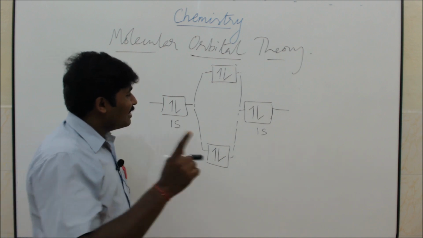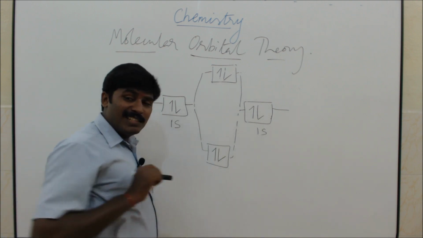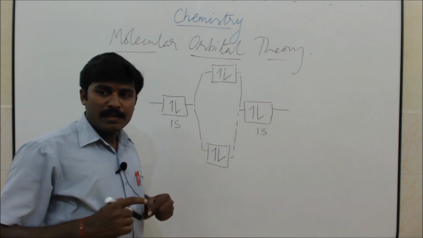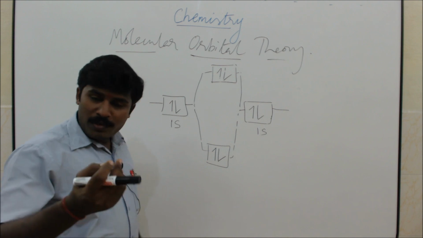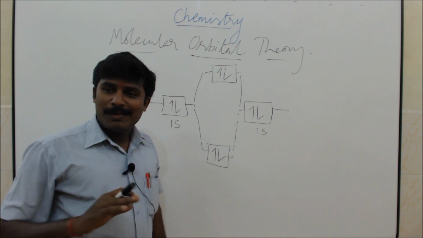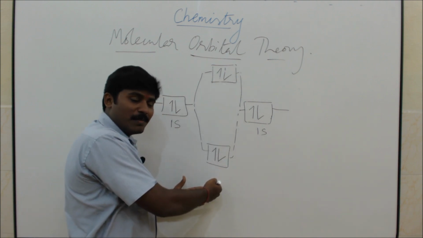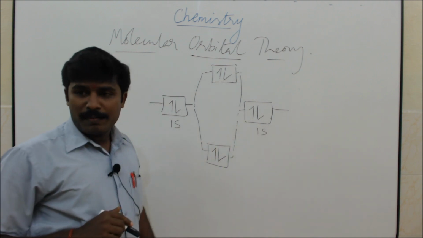Next point: the shape of the molecular orbital depends upon the shape of the combining atomic orbitals. Yes, because for example, if you plant a tamarind seed, only a tamarind tree will grow. Will a mango tree grow? It will never grow. It's highly impossible. So the shape of the molecular orbital depends upon the shape of the combining atomic orbitals.